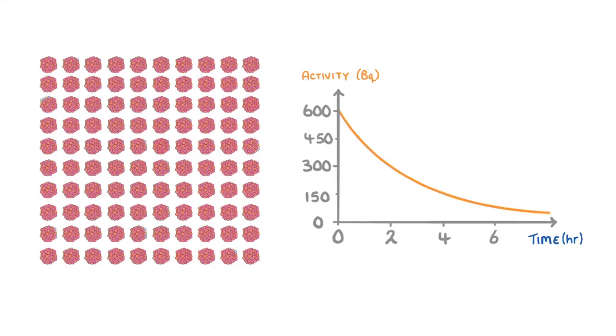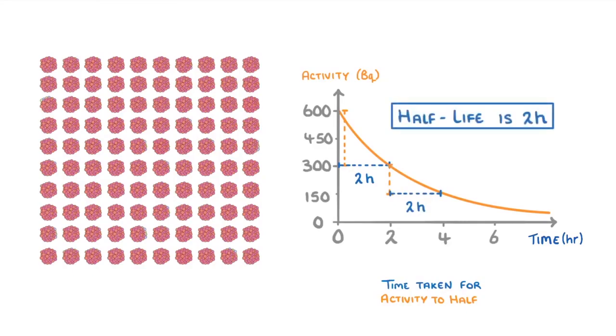To calculate the half-life from a graph like this, we need to find the time it takes for the activity to halve. So in this case, drop from 600 to 300, which we can see is about 2 hours. And to confirm this, we could check another one by seeing how long it takes it to halve again down to 150. And indeed, it does take another 2 hours, so we can be confident that the half-life is 2 hours.